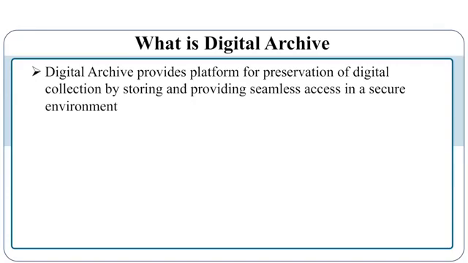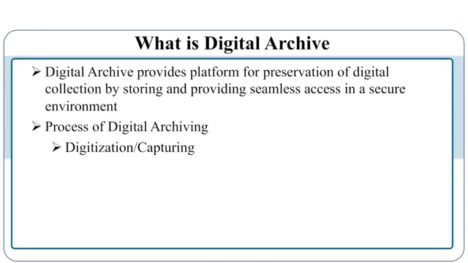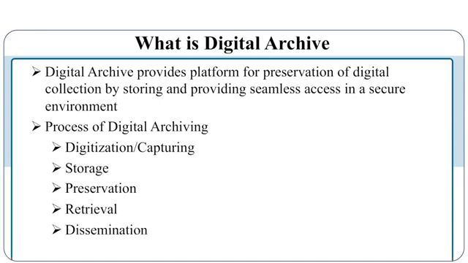Digital archives are the platforms for preservation of a digital collection by storing and providing seamless access over a network to the end users. So, what are the processes involved in digital archiving? Digitization or capturing digital documents, storing them in reliable media, preserving them with appropriate file formats, retrieving them with a robust search or browse facility, and finally disseminating the retrieved information to the end user.